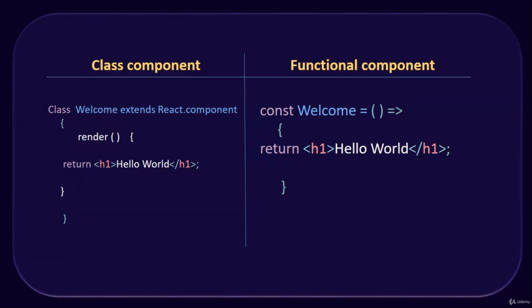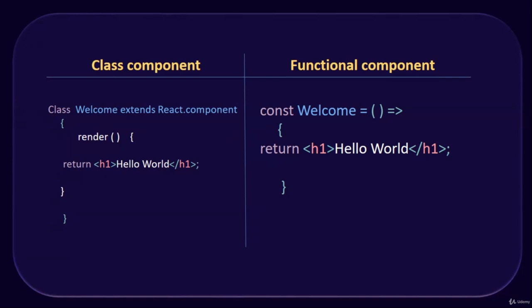In this video, we will see what are the differences between a class component and a functional component. First of all, we will see what is a class component. A class component is like a basic JavaScript class which contains one render method and a return method. Inside the render method, we can return the HTML.